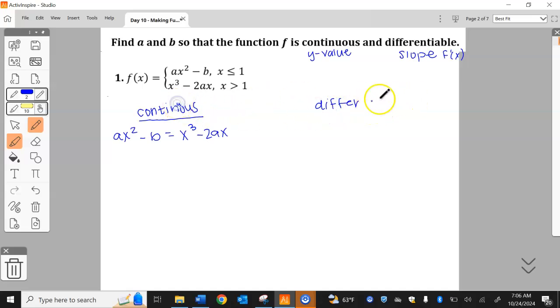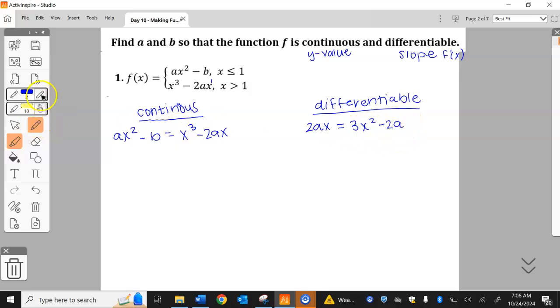I left the u off of continuous. So now to make it differentiable, I'm just going to set the slopes equal to each other. So I need to take the derivative. So this will be 2ax to the first. B is just a constant, so that's going to go away. When I take the derivative, it'll become 0. The x cubed will become 3x squared. This is x to the first, so that will be minus 2a and then x to the 0, so no x's.